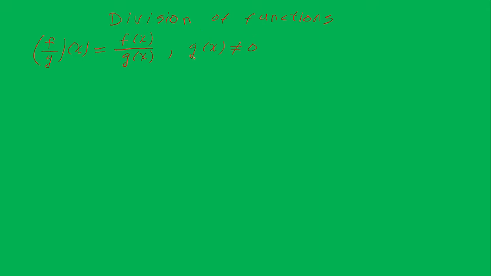And why do we have a restriction here? Why g of x cannot be equal to 0? Well, since this is division, if g of x is equal to 0, then we would be dividing by 0, and division by 0 is undefined. Let's say if we have 5 divided by 0, if you put that into your calculator and hit enter, depending on which calculator you have, you would get some comments such as undefined or something like that. So this cannot be done. It's undefined. So that's why we have this restriction.